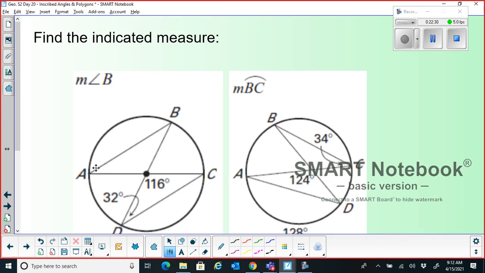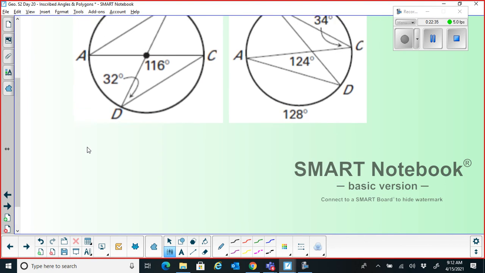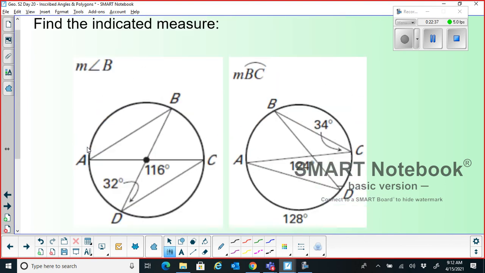Okay. They are asking us to solve the problems. I'll do the first one, then I'll give you a chance to work on the second. First of all, they are asking us to find the measure of angle B. Here, when they say angle B, they are interested in this particular angle.